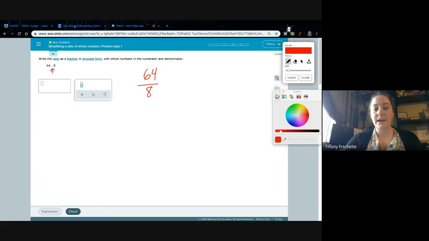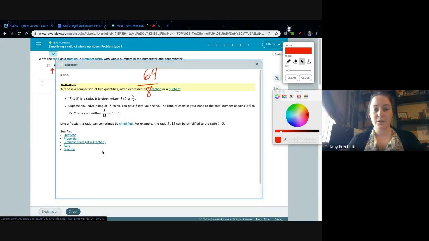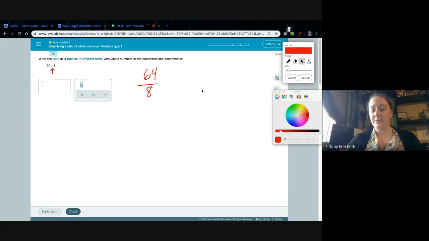Even though this doesn't say "to," it doesn't necessarily matter because there are a few different ways to write this. Here, I'm going to click on ratio real quick because it should show us. We can write 5 to 2 as a ratio, which you can write with a colon or as a fraction. So you can write it a bunch of different ways. It doesn't have to have the word "to" there.